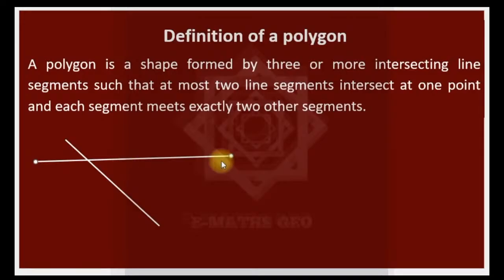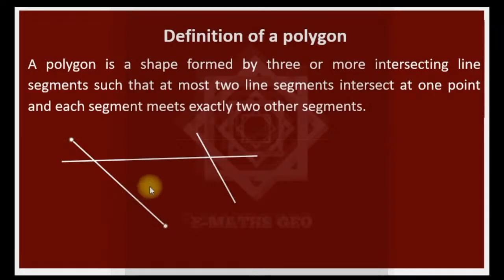So finally, let me add. We have 3 line segments, but you can't call this a polygon because they say that each line segment must intersect other 2 line segments. So you see that line segment 1 intersected 2, but the other 2, this and this, intersected only 1. So it's not yet a polygon.